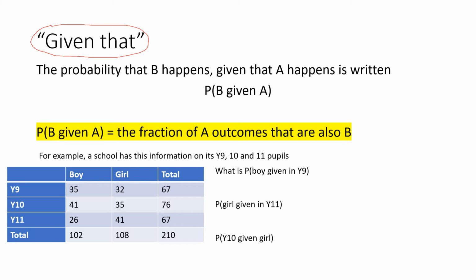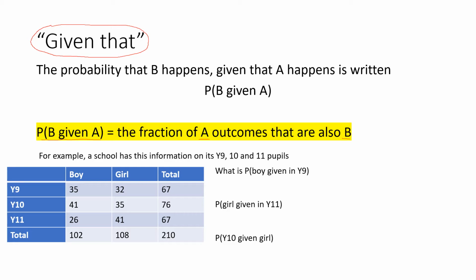Generally, if we want to find P(B given A), that's the fraction of the A outcomes that are also B. So we're saying A has basically happened. What proportion of those are B outcomes? Let's look at an example with some actual words and numbers.